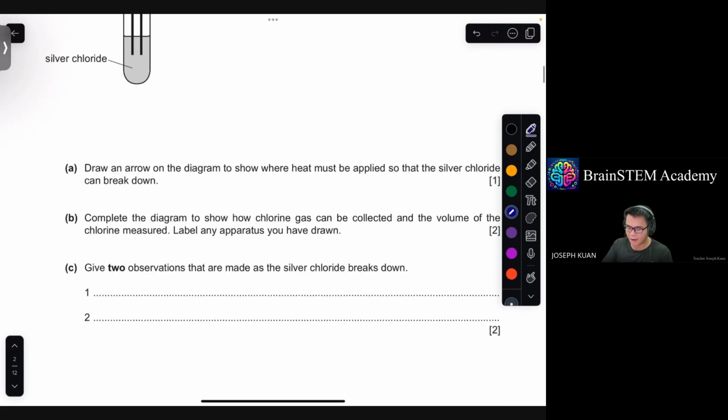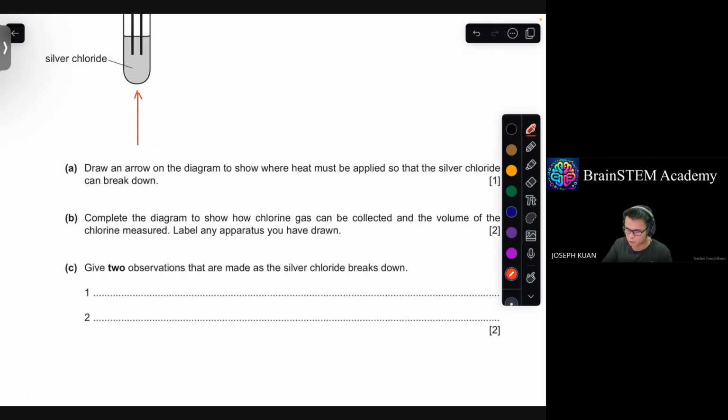A. Draw an arrow on the diagram to show where heat must be applied so that the silver chloride can break down. So you need to heat the silver chloride, which is here. Heat it from the bottom. All right, moving on to B.